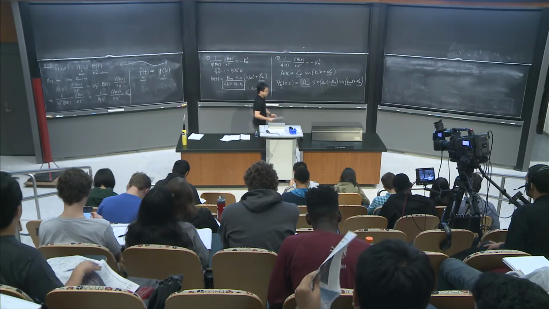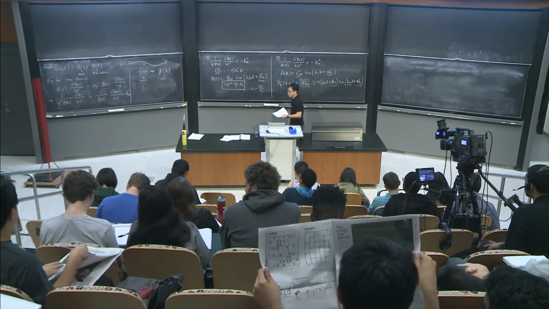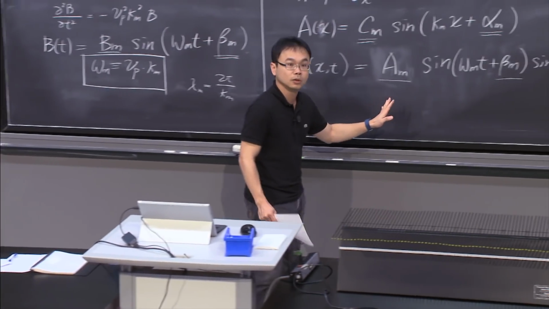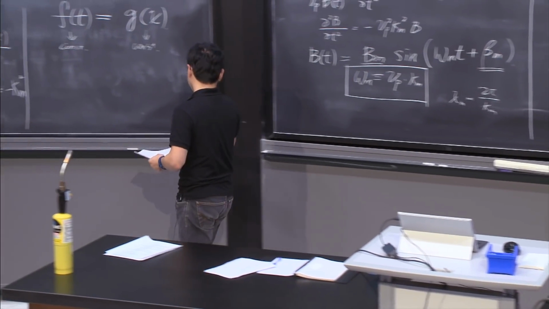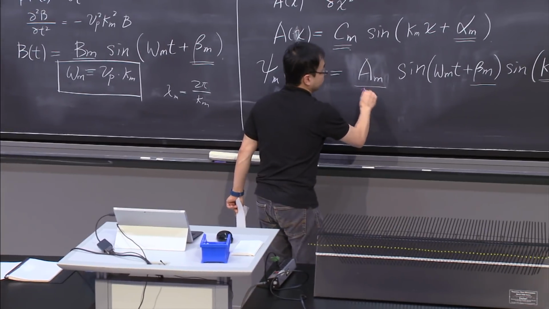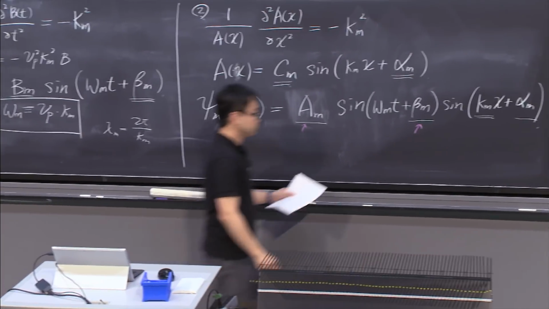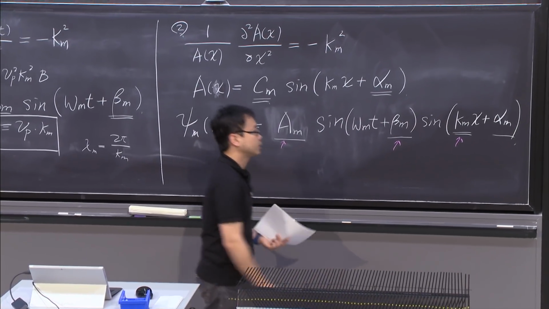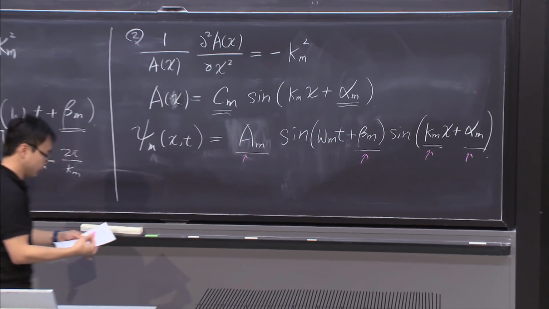Okay, so welcome back from the break. What we are going to do next is to understand how to determine all those unknown coefficients. You can see here there are A_m, which is the amplitude, beta_m, which is the phase, k_m, which is the wave number, and alpha_m, which is the phase for the shape.